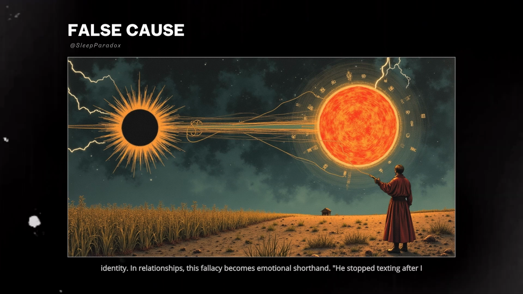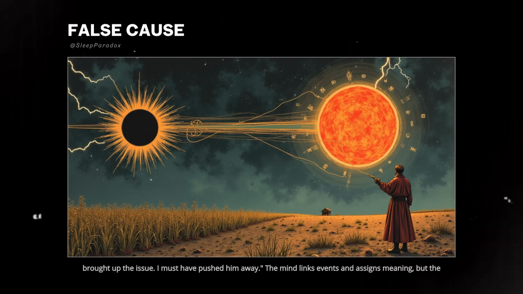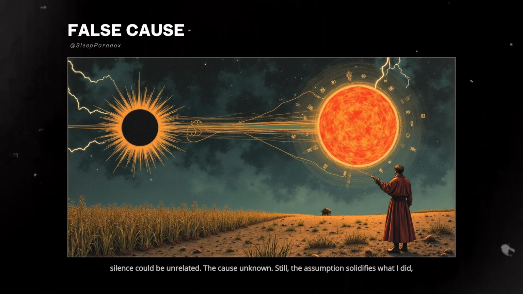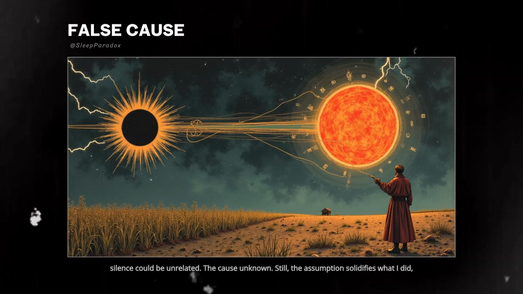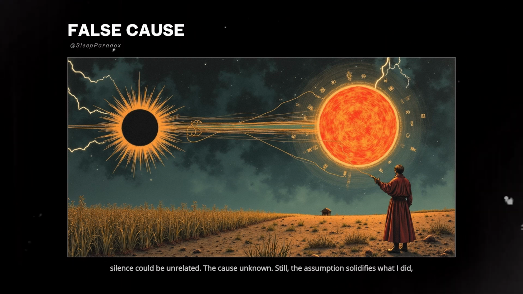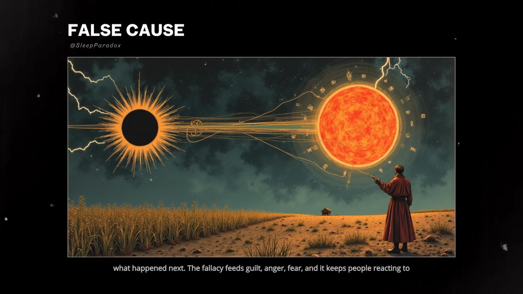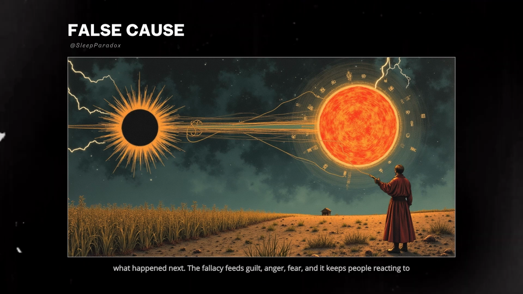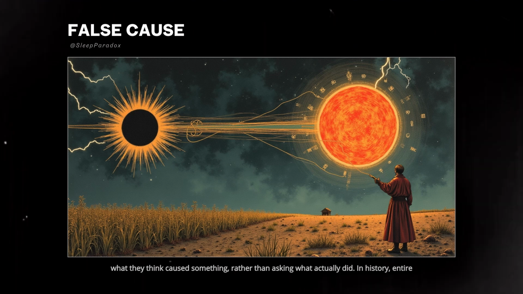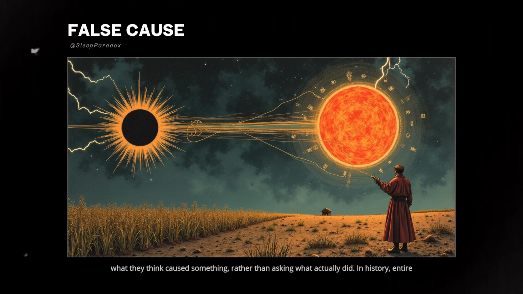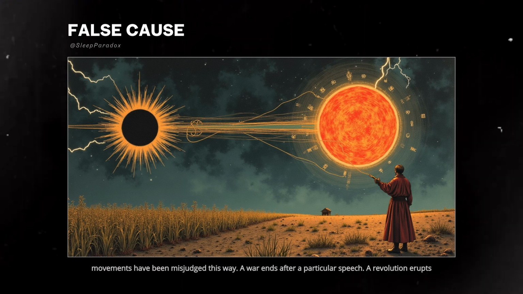He stopped texting after I brought up the issue. I must have pushed him away. The mind links events and assigns meaning, but the silence could be unrelated. The cause, unknown. Still, the assumption solidifies: what I did, what happened next. The fallacy feeds guilt, anger, fear, and it keeps people reacting to what they think caused something, rather than asking what actually did.